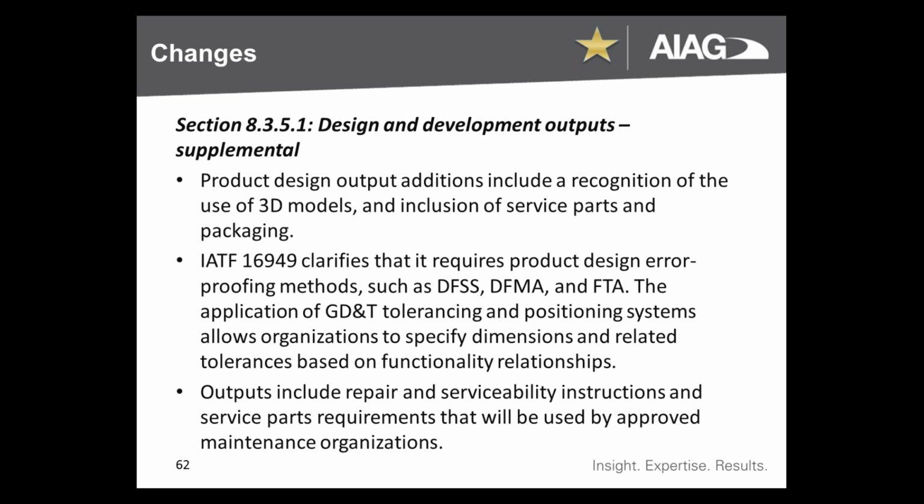8351, design and development outputs. Here we have an expanded list of design and development outputs, including a recognition of the use of 3D models, inclusion of service parts and packaging, use of product design error-proofing methods, use of GD&T tolerancing and position systems, outputs could include repair and serviceability instructions and service part requirements that will be used by approved maintenance organizations. So really looking at 8351, very similar to what we saw for product design input and process design input requirements, an expanded list of requirements here.